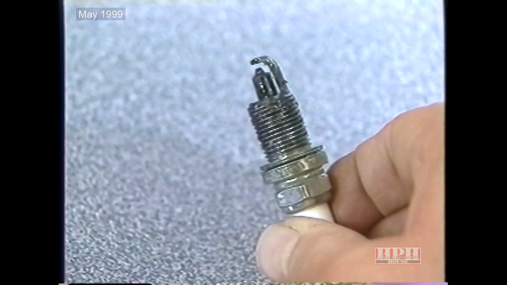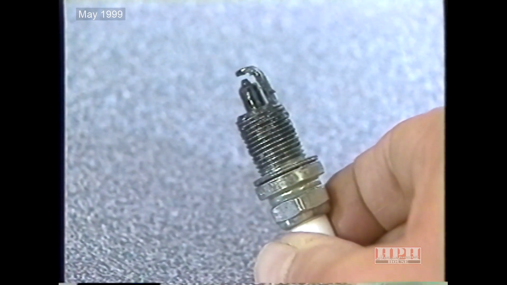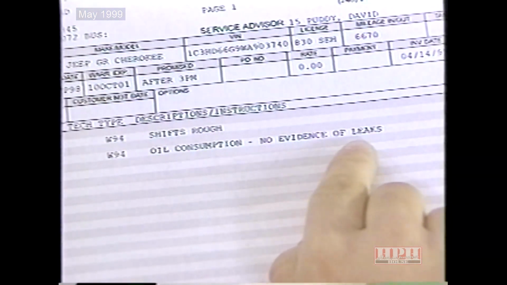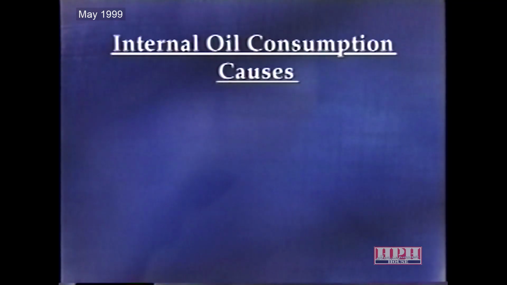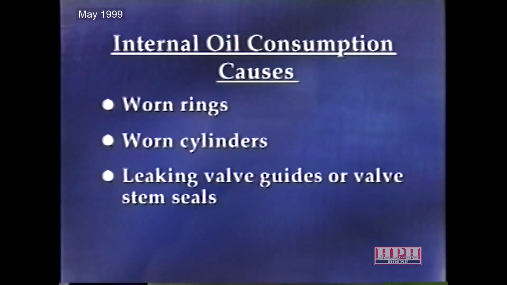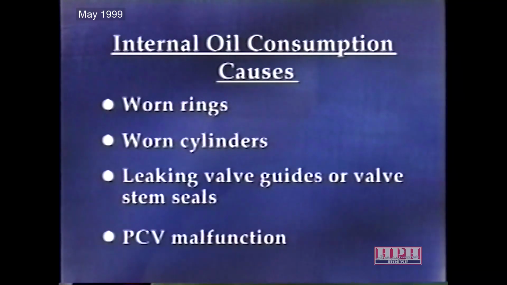An internal engine oil leak can be identified by hard black deposits on one or more of the spark plugs. The information on the work order will probably indicate that the vehicle is consuming oil with no evidence of a leak. This internal oil consumption can occur as a result of oil entering the combustion chambers. Some possible causes of this are worn rings, worn cylinders, leaking valve guides or valve stem seals, or a malfunction in a positive crankcase ventilation system.